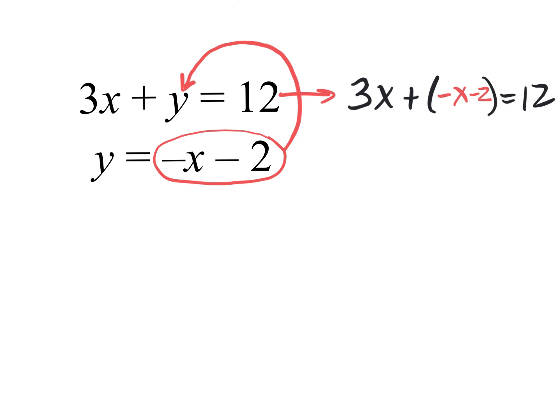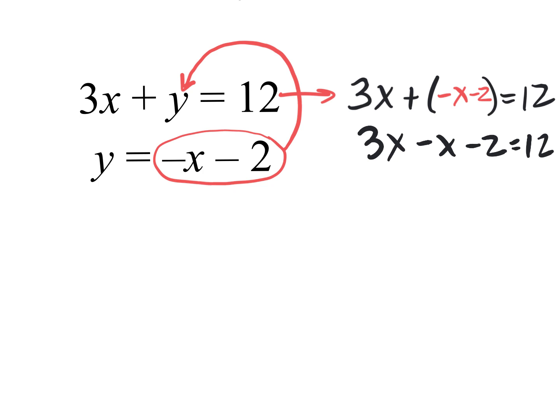Now you have to ask yourself, is there anything to distribute? Is there a number out here? No. Sometimes you have a 2 in front of the y, which would put a 2 out here in front of the parentheses. Then you'd have to distribute the 2 to both terms. But since there is nothing here, there's just a plus sign in front of y. If you distribute that plus sign, nothing changes. So what we have is 3x plus negative x, or you could just put minus x minus 2. In other words, the parentheses are not necessary. And we do have it equal to 12.